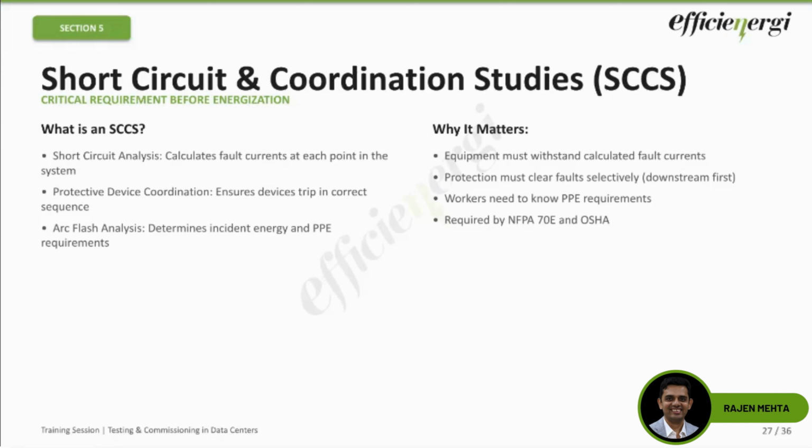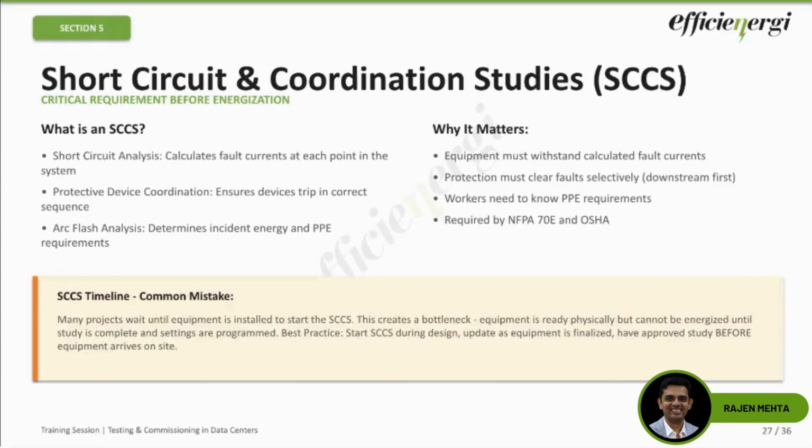What is important here is that there is a timeline track that I want to talk about, which I spoke about earlier also. One of the most common project delays: the equipment is installed, it is ready to energize, but SCCS is not approved yet. We cannot program the relay settings without the SCCS. As a result, weeks of delay happen.